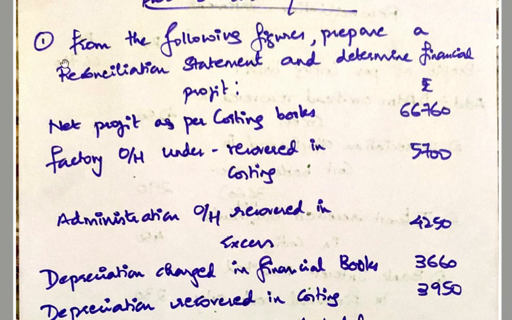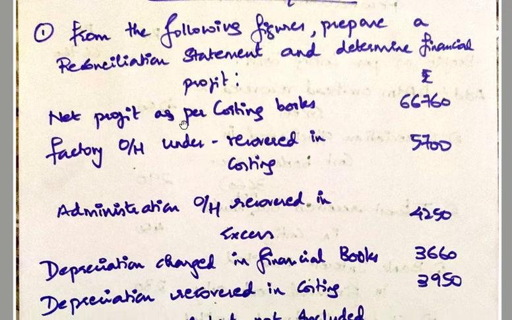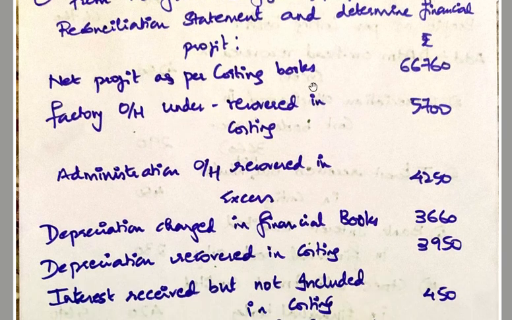From the following figures, prepare a reconciliation statement and determine financial profit. Here they have given net profit as per costing books, so you will start with your profit as per costing books, 66,760. Factory overheads under recovered in costing. It is an overhead which is under recovered. If it is under recovered, you will minus it. So under absorbed overheads, you will minus it.